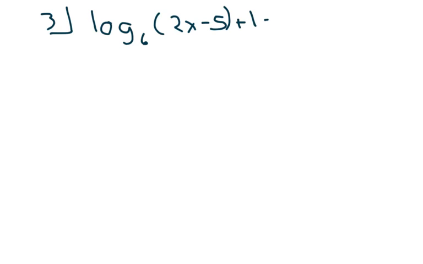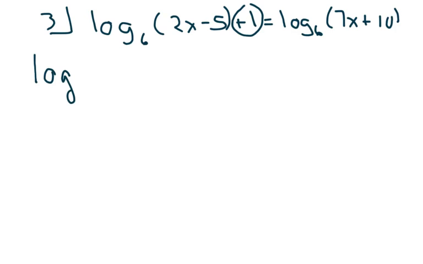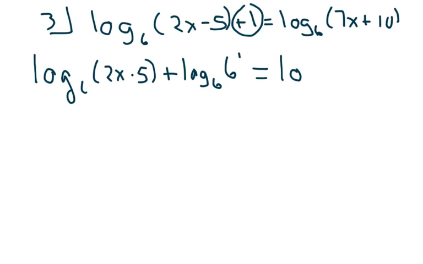Number 3, we have log base 6 of 2x minus 5 plus 1 equals log base 6 of 7x plus 10. What we notice right away is we have this 1 here, so we already know what that equals in log land. So we have log base 6 of 2x minus 5 plus log base 6 of 6, because that's what 1 equals. Or you can say 6 to the first power. Equals log base 6 of 7x plus 10.